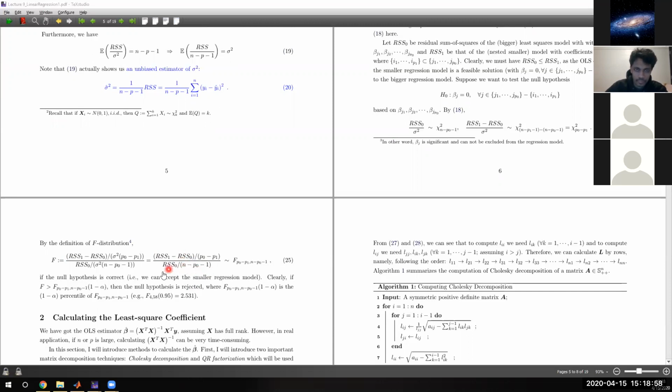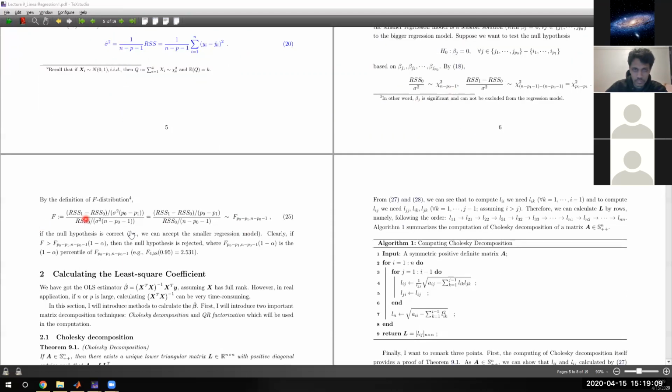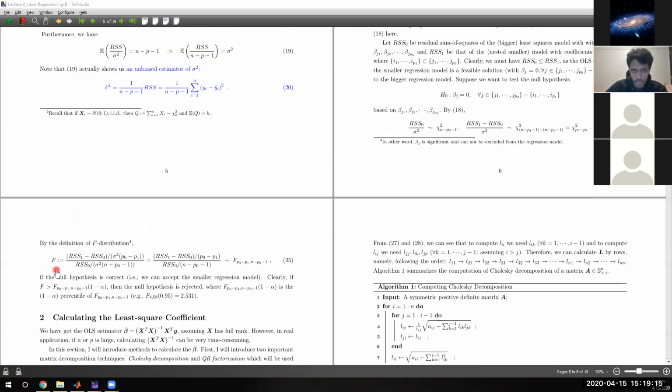And clearly for the RSS0, the df is n minus p minus 1. And for the numerator, the df is p0 minus p1. And that's the reason why this must follow an F distribution. Clear? So now it's clear. I'm going to test this; this is called the F test. I think you have learned it, right? The F test.